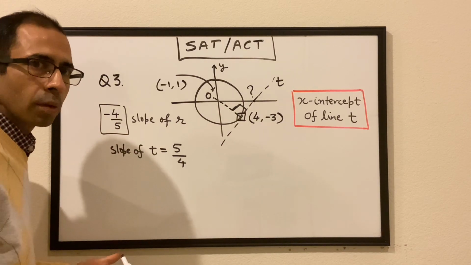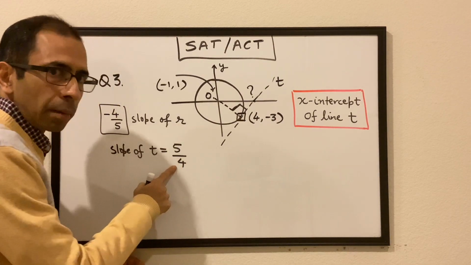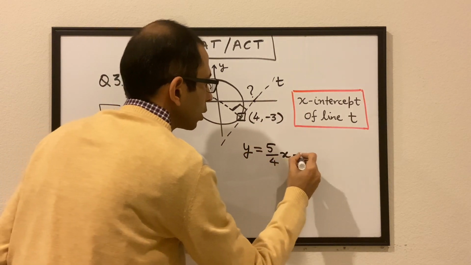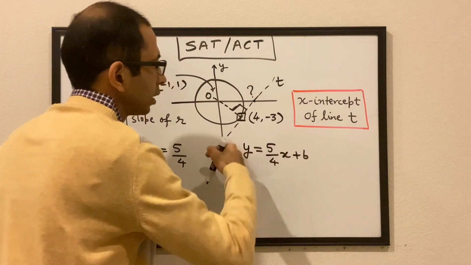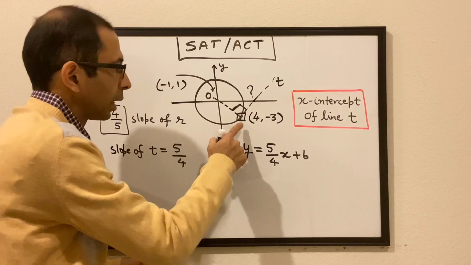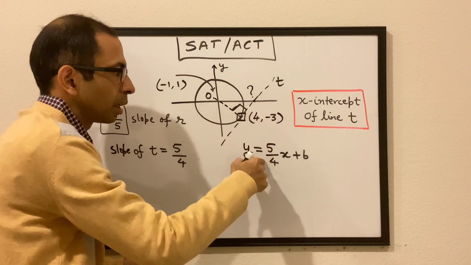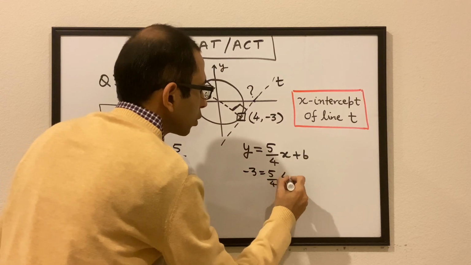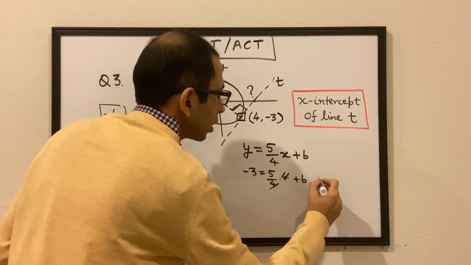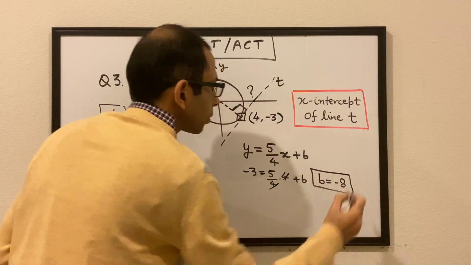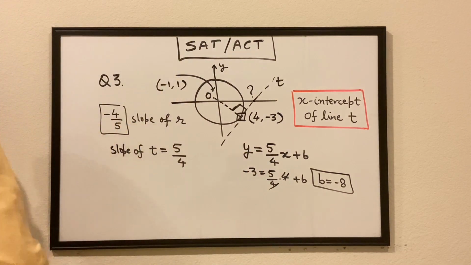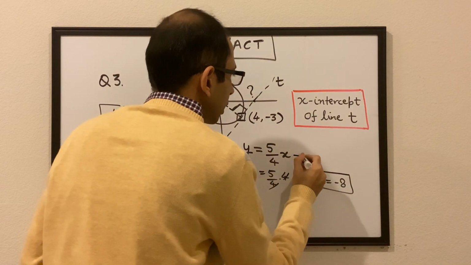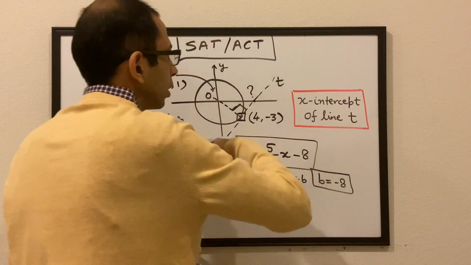Now, we know the standard form of the equation of a straight line is y is equal to mx plus b. This is our m, the slope of this line. So the equation of our line t would be y is equal to 5 over 4x plus b, correct? Obviously we don't know b, but we know a point which is on this line, so we can plug in this point and get the value of b. So -3 is equal to 5 over 4 times 4 plus b, which gives us b is equal to -8. So we have the full equation of our tangent line: y equals 5 over 4x minus 8.